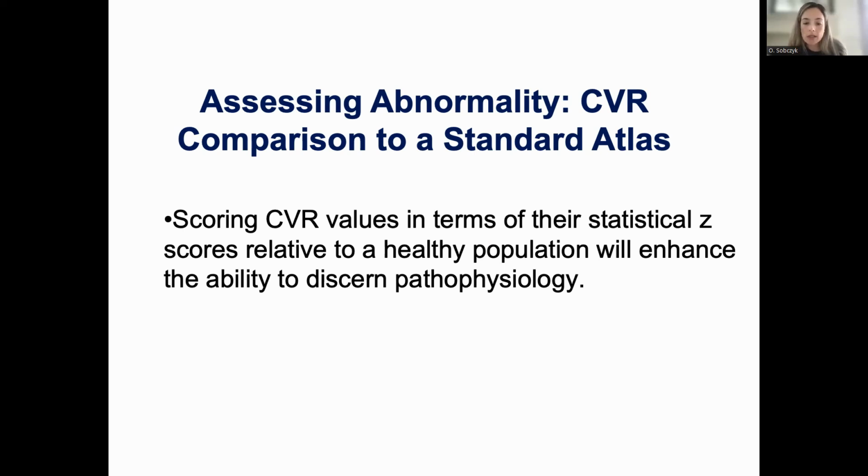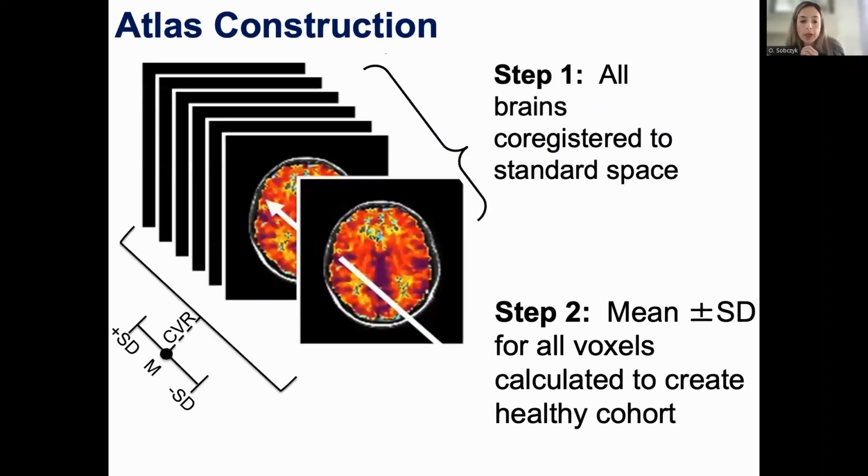So the current assessment of CVR maps consists of a qualitative review of abnormalities, which requires experience on the clinician's part. So we suggested a less subjective criteria is needed and proposed a quantitative method where individual CVR maps are compared to a normal cohort. So what we do is we create CVR normative atlases.